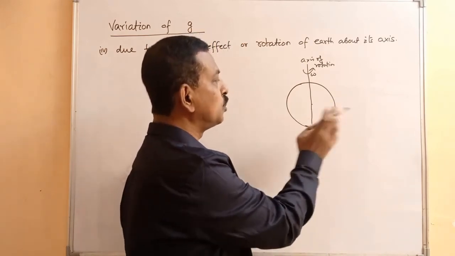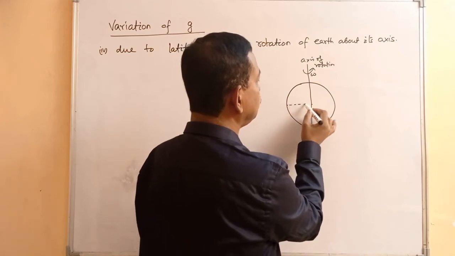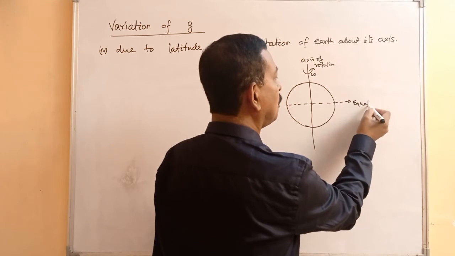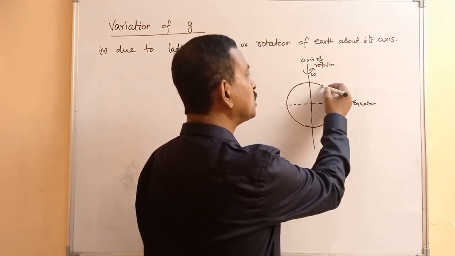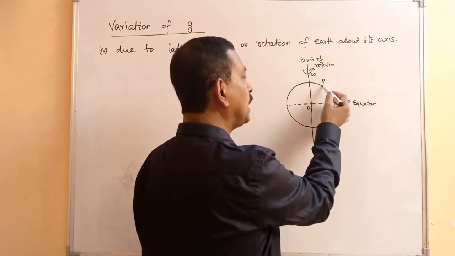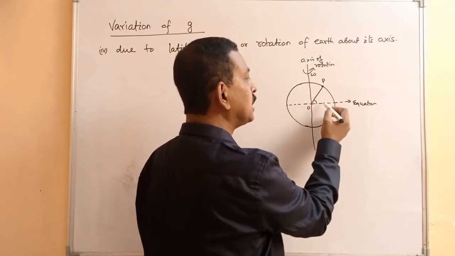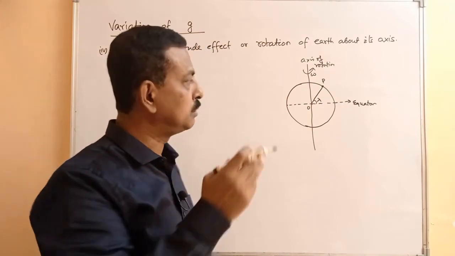But as Earth is rotating about its axis, and this is suppose the equator. Latitude, when we take, that means we take suppose a particular point P here. If you join this point to the center, the angle which it makes with the equator, that is your latitude, and that we represent by lambda.